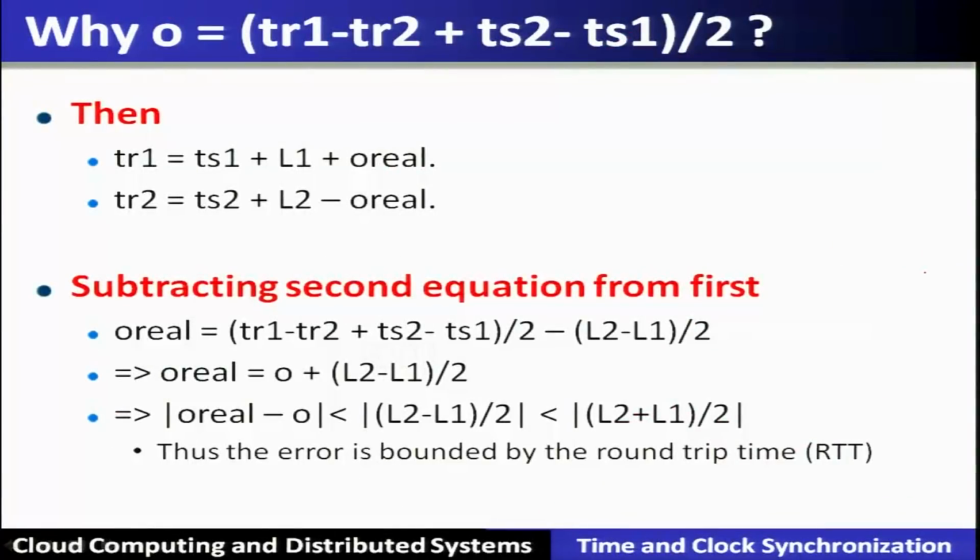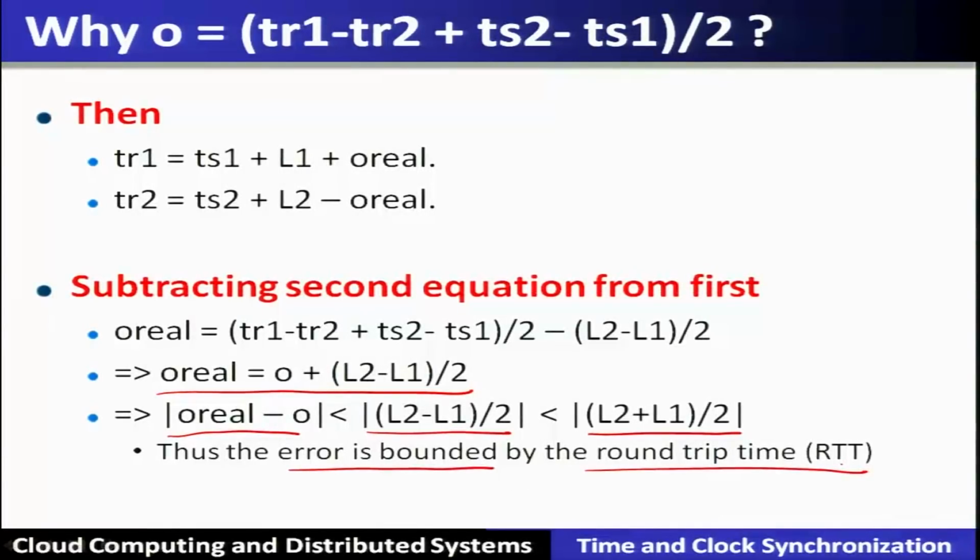So, here we have obtained up to this stage O real is equal to offset O plus L2 minus L1 divided by 2. If we take the offset on the left side, the absolute value of O real minus offset will be less than L2 minus L1 divided by 2, and this value is also bounded by L2 plus L1 divided by 2. So, this is the error bound. This particular error is bounded by the round trip time, that is RTT.